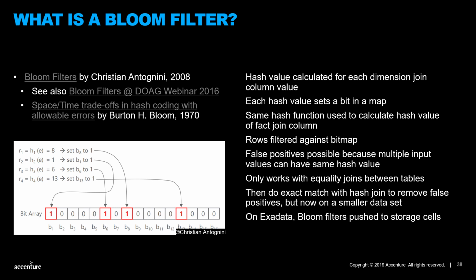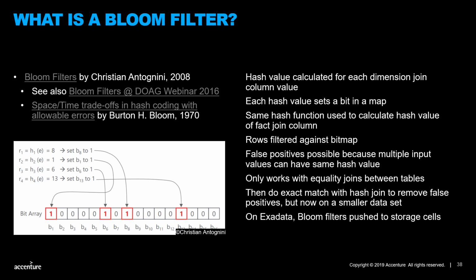And then you take that bitmap and you pass it to the probe on, say, your fact table. And you push all of the join values on that table through the same hash function. And if the bit for that hash value is set, then that's a possible match. And if it's not, it's definitely not a match and it can be thrown away. You may get false positives because you may have multiple values that produce the same hash value.